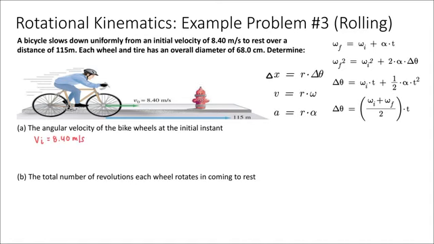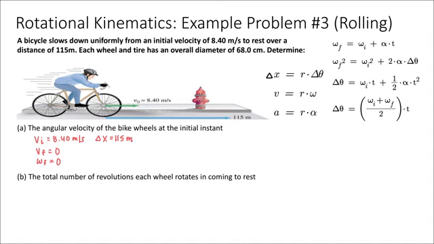I'm also told that the object ends at rest. The bicycle and the bicyclist end at rest. So my final linear velocity is 0. I also know that my angular velocity at the end will be 0. The bike wheel is no longer either rotating or moving linearly through space. I'm told this happens over a distance of 115 meters, and this is a linear distance. So I know that delta x here is 115 meters.